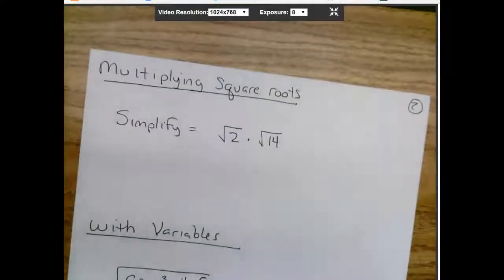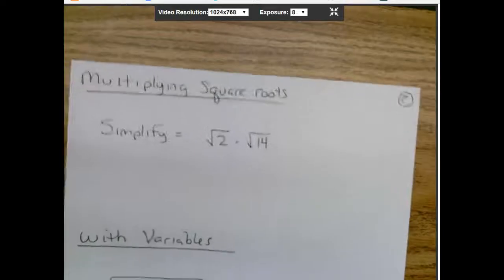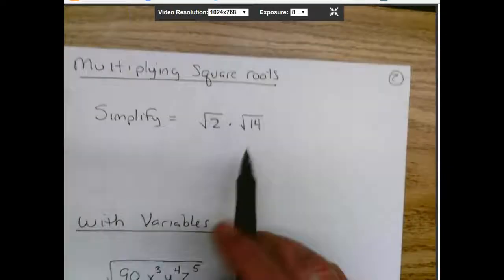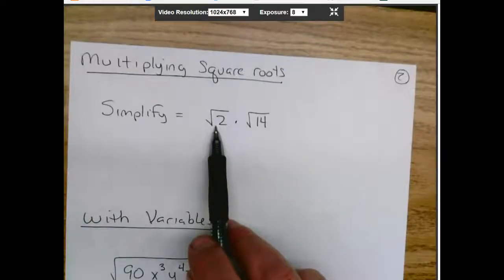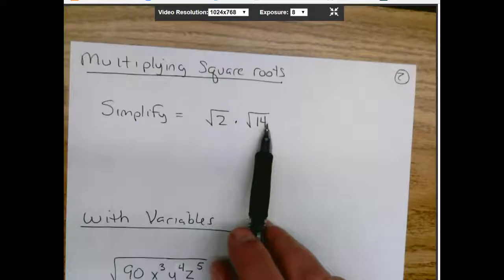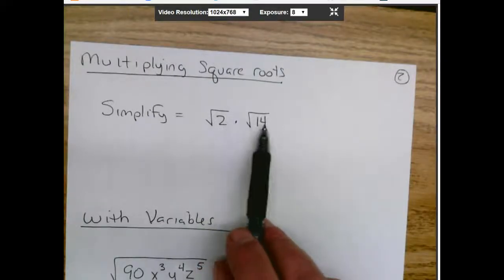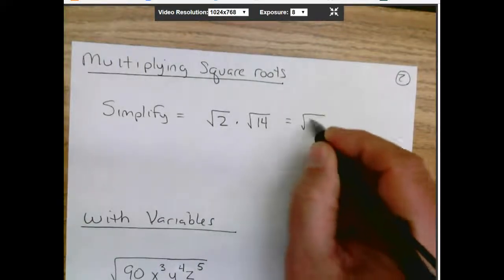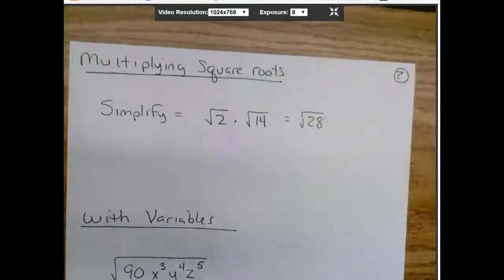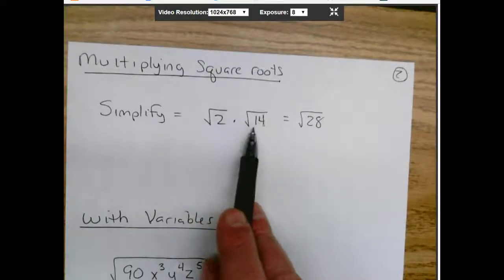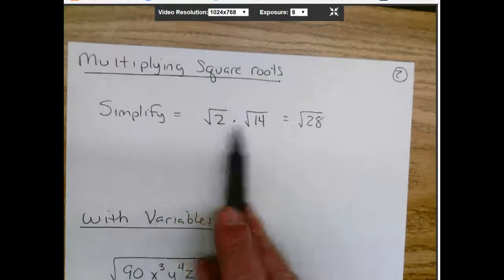If we look at another one, multiplying square roots: when we're multiplying square roots, we could just take one square root times the square root of the other. That's not going to help us very much. If we take the square root of 2 times the square root of 14, that gives us the square root of 28. What might help us is if we took this square root, multiplied it by the same square root, and then we would have the square root of 2 squared, and it would be 2, right?